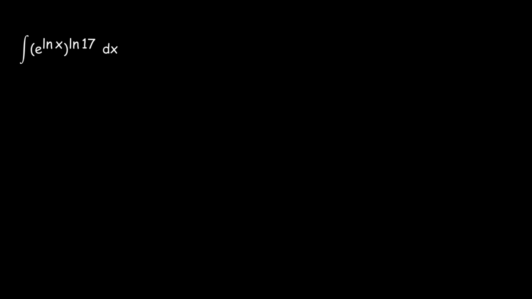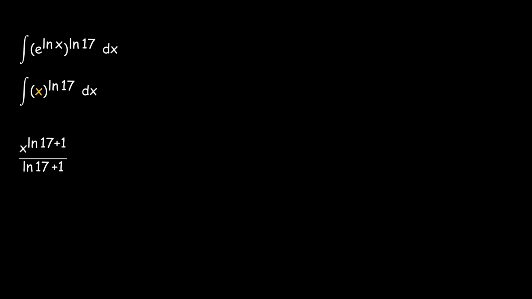E to the power natural log of x is just x, so we're going to have x to the power natural log of 17. Don't forget, natural log of 17 is a number, so we're going to have to add 1 to it and divide by the new value. So our answer would be x to the power natural log of 17 plus 1, over natural log of 17 plus 1.